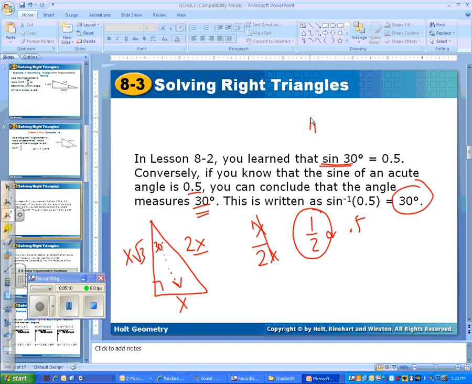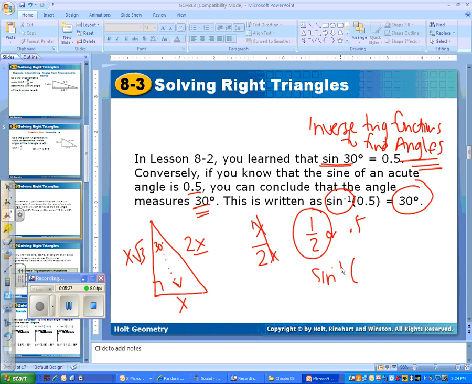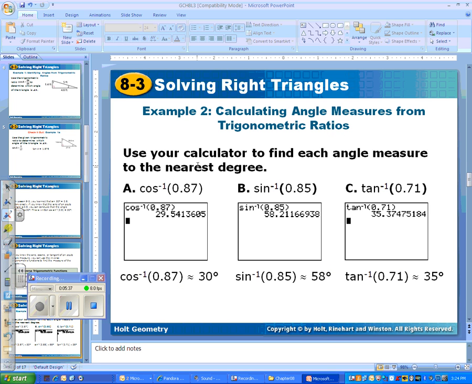And we use inverse trig functions to do that. So write down in your notes, we use inverse trig functions to find angles, not sides, angles. If you put the inverse sine of 1/2 or 0.5 into your calculator, you should get 30 degrees. If you don't, come talk to me about your calculator. Okay, here's an example of how you can do that. Usually if you have the cosine button on your calculator, above it you'll see cosine -1.